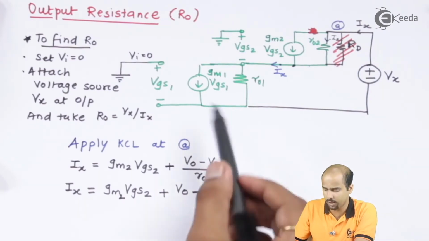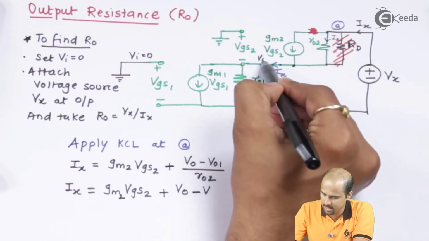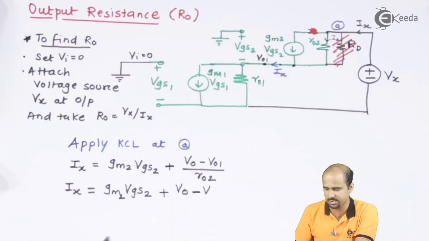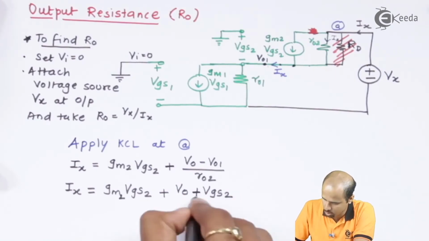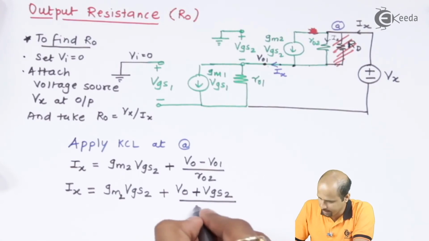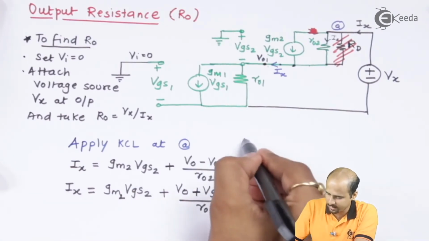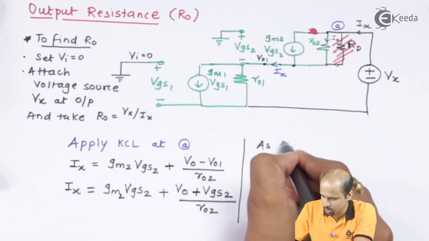What's the value of Vo1? See to it that this is your Vo1, okay. I'm placing this as, let's say, Vo1. Vo1 is equal to minus of VGS2. So I'm saying that it's a plus VGS2, right? Divided by ro2. Clear?